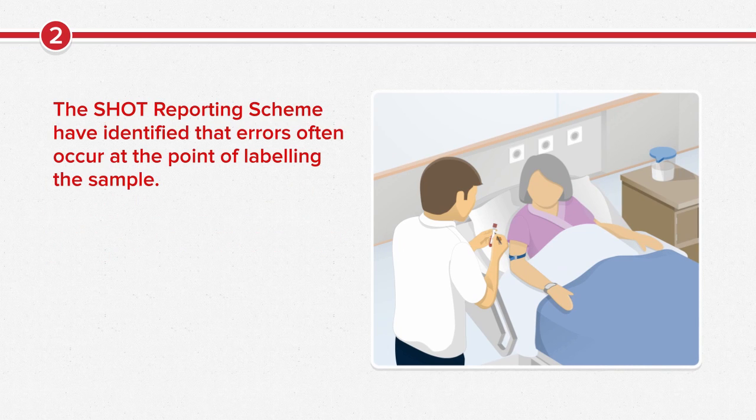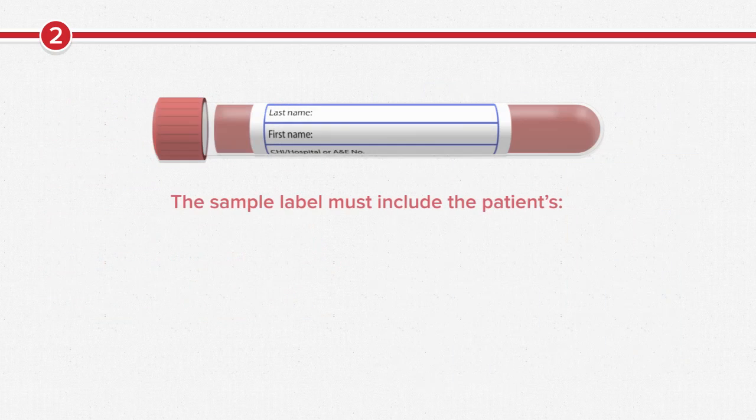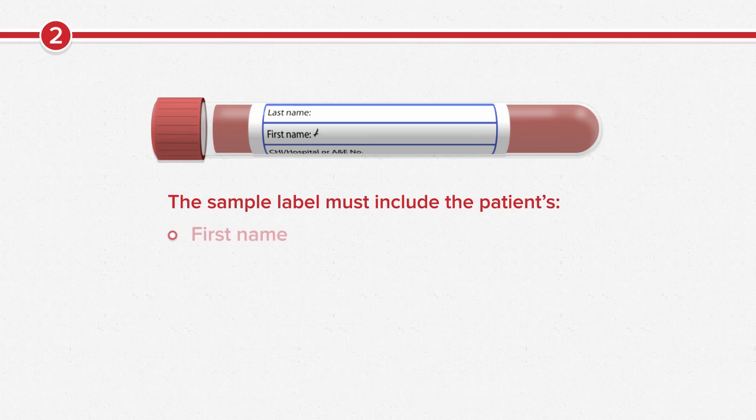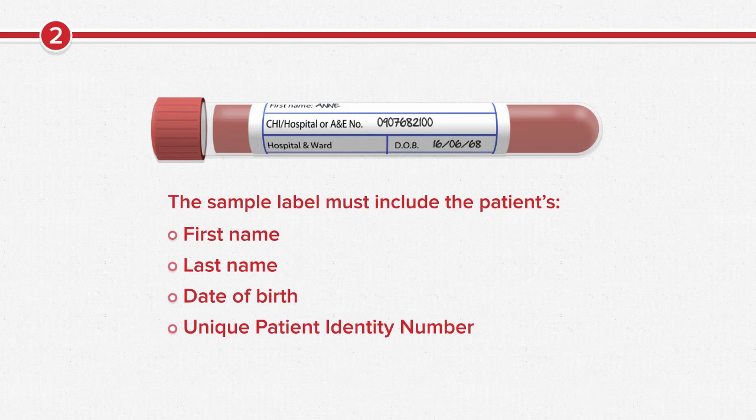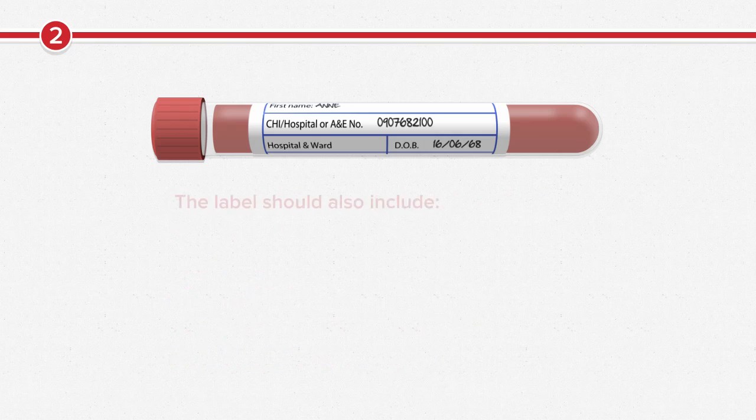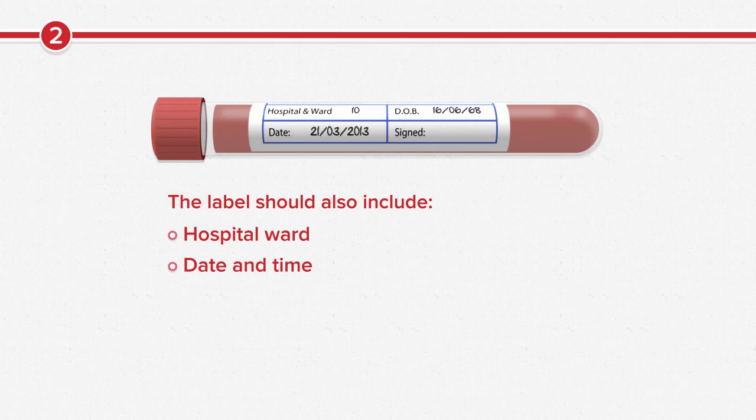The Serious Hazards of Transfusion Reporting Scheme have identified that errors often occur at the point of labelling the sample. Samples must be labelled at the patient's side, with details from the patient's identification band, to reduce the risk of using incorrect patient details. The sample label must include details of the patient's first name, last name, date of birth, unique patient identity number, for example NHS or CAI number, and gender. The label should also include the hospital ward, the date and time the sample was taken, and the signature of the person who took the sample.